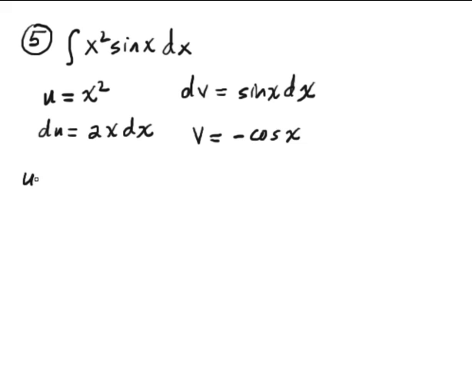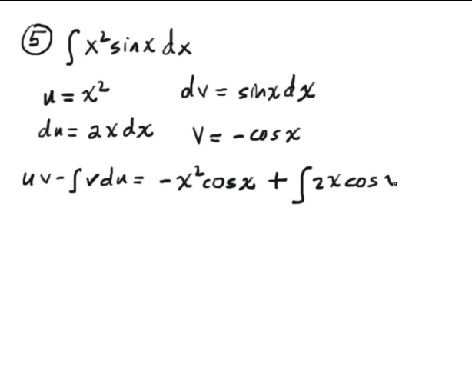All right, now again, uv minus the integral of v du. Okay, that's minus x squared cos x minus this product, so that'll be plus 2x cosine x. All right, so we want to integrate 2x, this integral over here.